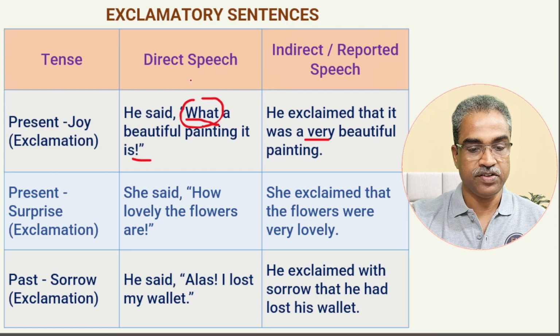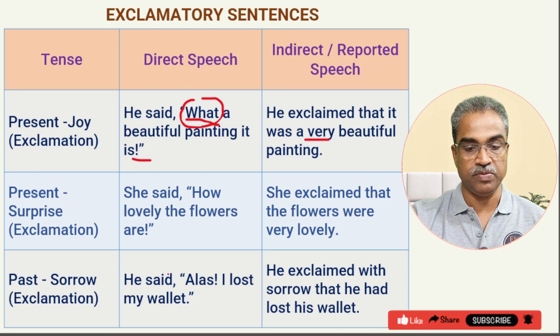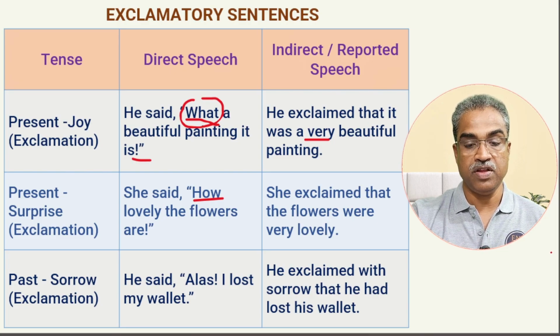Present, surprise exclamation. She said, how lovely the flowers are. She exclaimed that the flowers were very lovely. So very, really, indeed, these are the words we use. Now the word showing that here is how. In the first one, it was what, so very is used. Now, how lovely the flowers are. Flowers are is used in the present, so naturally the flowers are was changed into simple past. She exclaimed that the flowers were very lovely.